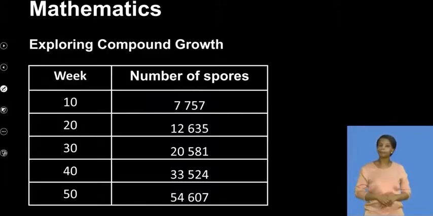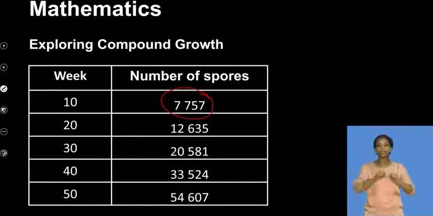But let's take this further. Let's say we are talking about 10 weeks, 20 weeks, 30 weeks, 40 weeks, 50 weeks. When it was 10 weeks, the number of spores was 7,757. Now look at the time it takes to double. If you double the time and go to 20 weeks, it's not double what I have there, because it's 12,000, which is slightly less than double. If you go to 30 weeks, it's now more than double. So it actually took until 30 weeks to double from 10 weeks.